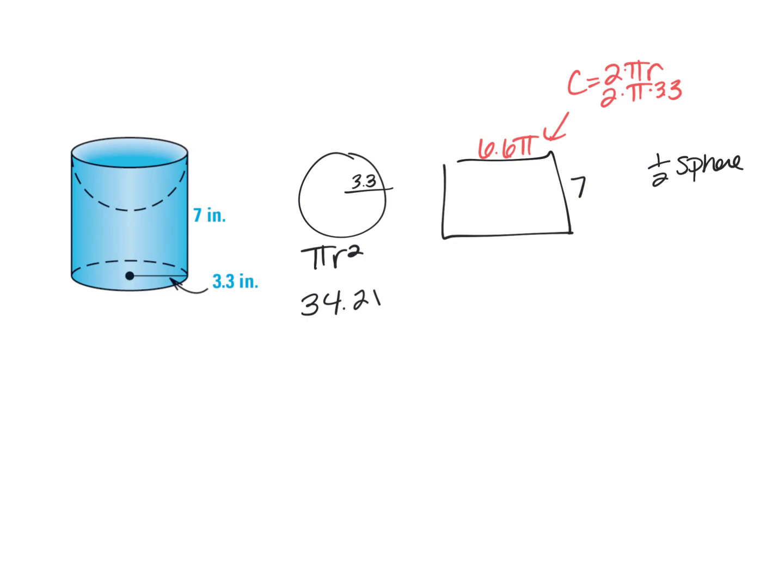So we're going to do the whole thing. So base times height, 6.6 pi times 7. And we're going to round it. So put the pi in your calculator. 145.14.